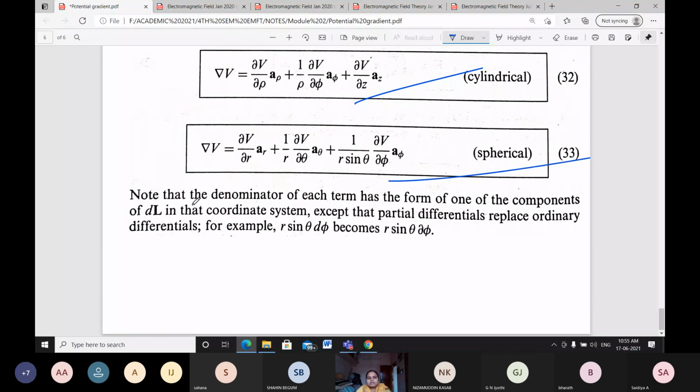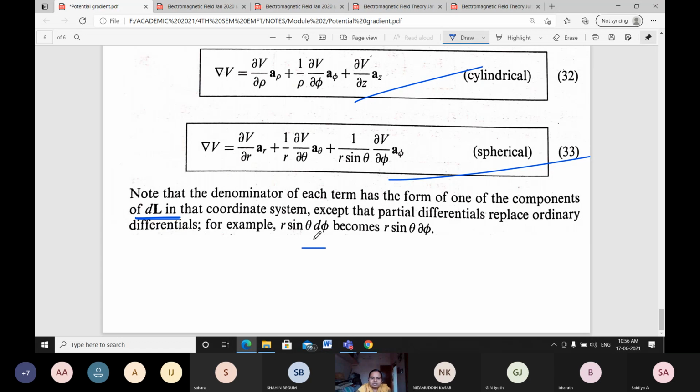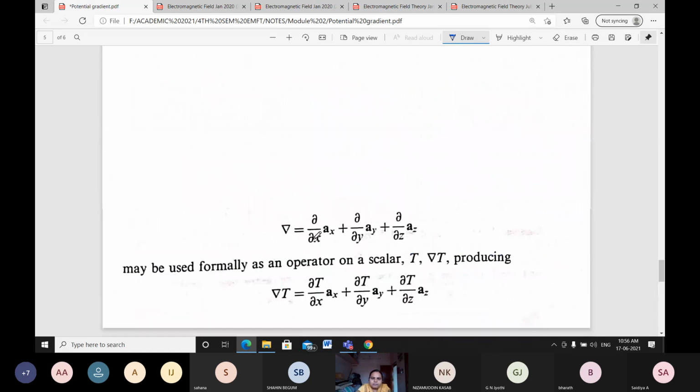A small note here: the denominator of each term has the form of one of the components of a differential length, dl, in that coordinate system. Here it is dr, r d theta and r sin theta d phi, except that the partial differential replaces the ordinary differential. Differentiating r sin theta d phi, you will get r sin theta. So differentiation can be taken up based on that. This is about the potential gradient.